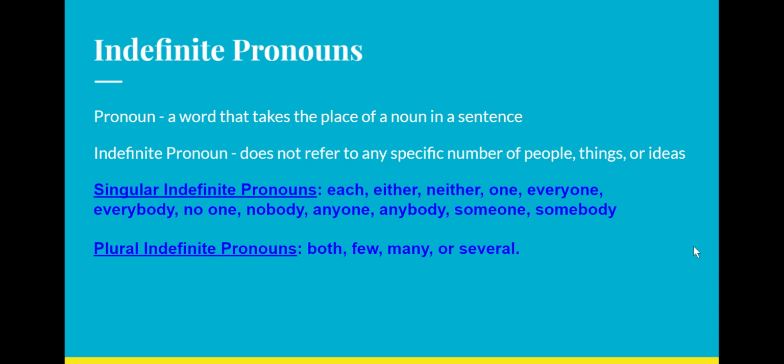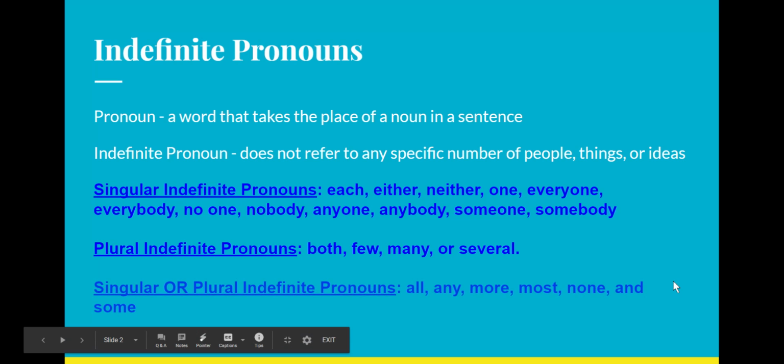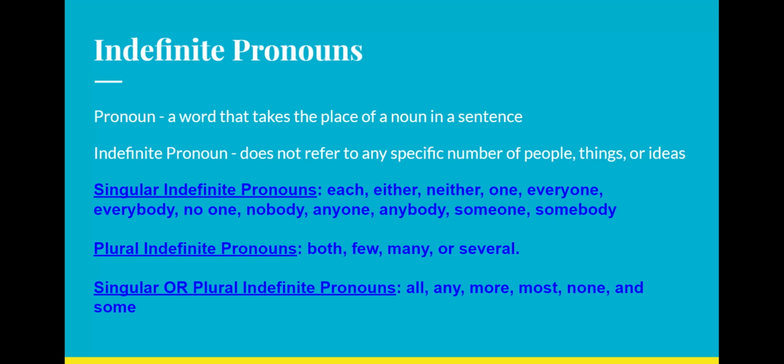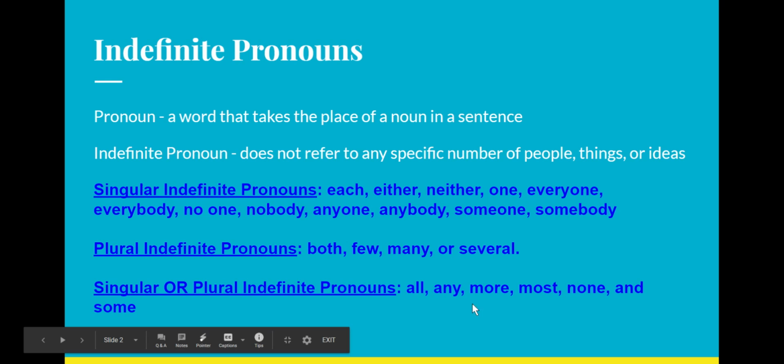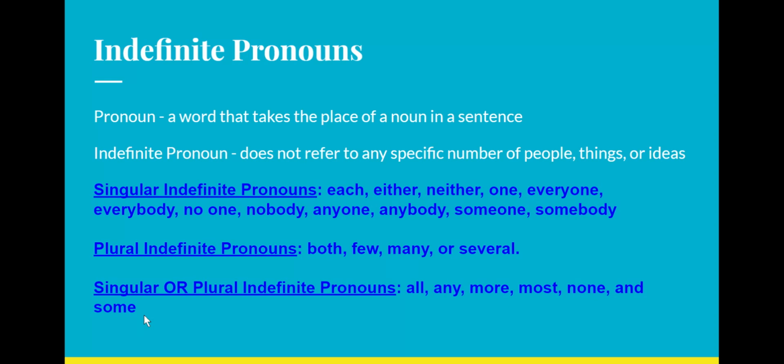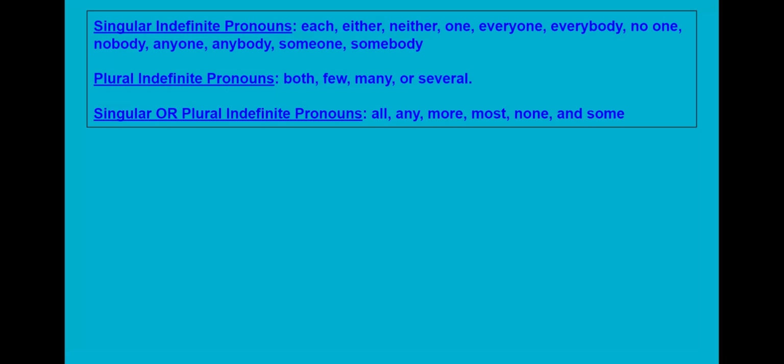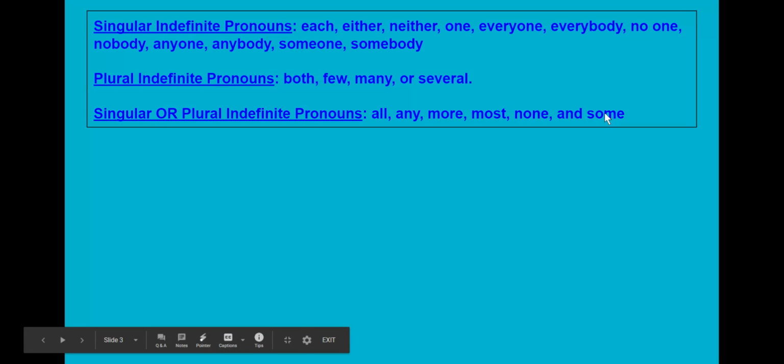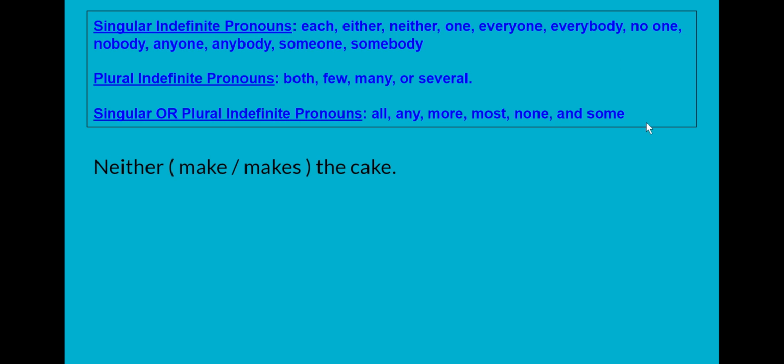We also have some indefinite pronouns that are considered plural. Words like both, few, many, or several are considered plural indefinite pronouns. Finally, we have some pronouns that can be either singular or plural, depending on how they're used, and I'll show you an example of that. So words like all, any, more, most, none, or some can be either singular or plural, depending on the context. So here's that list up at the top. This is a long list, so I don't expect you to have everything memorized here. So we'll use this as a reference.